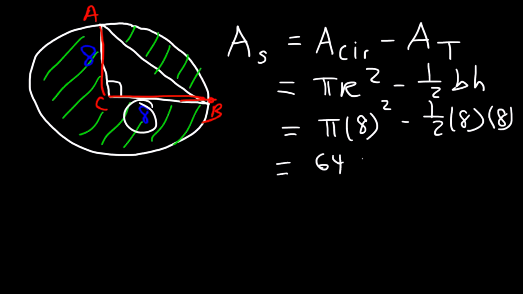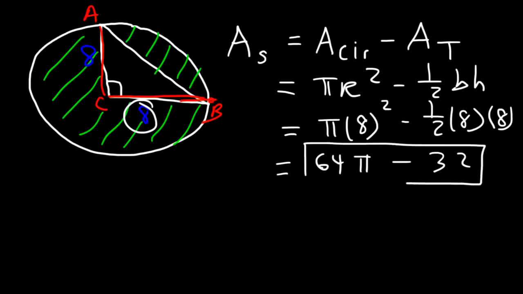So this is going to be 64 pi minus 8 times 8, which is 64, and half of 64 is 32. So the area of the shaded region is 64 pi minus 32.